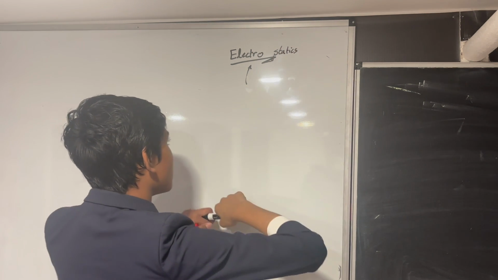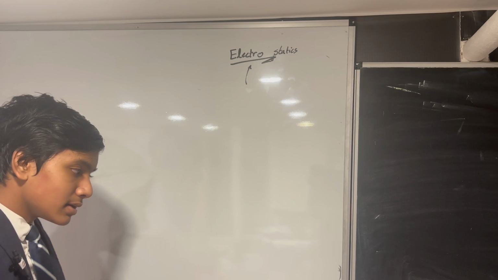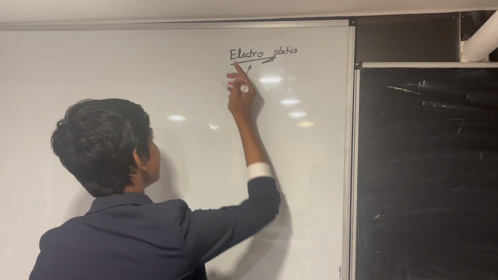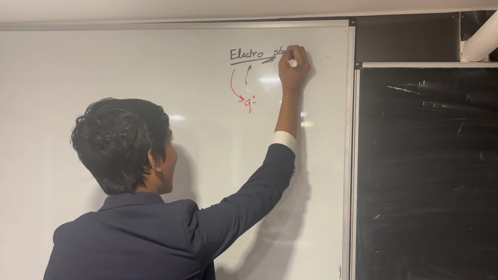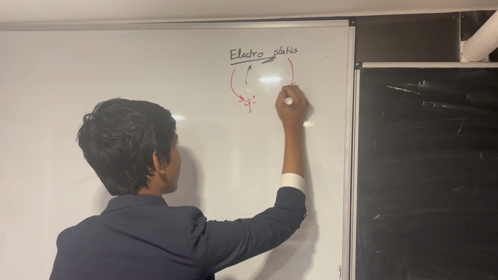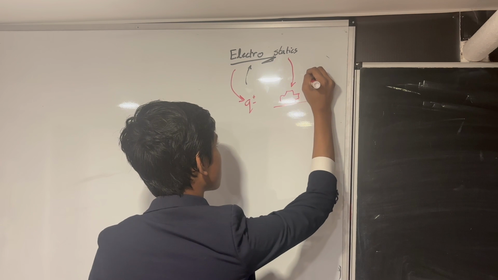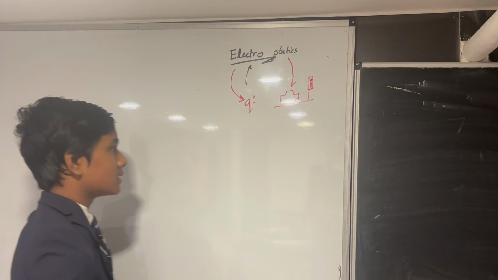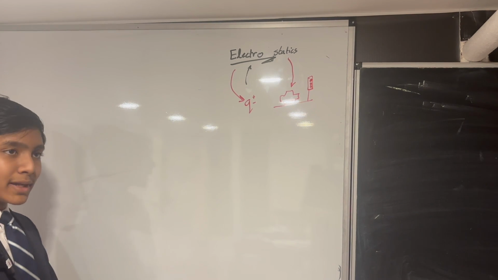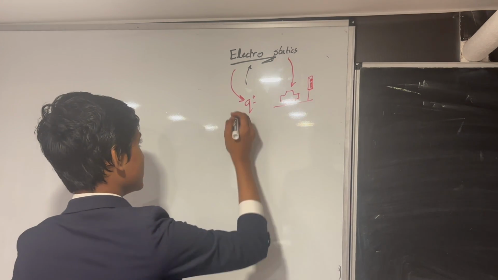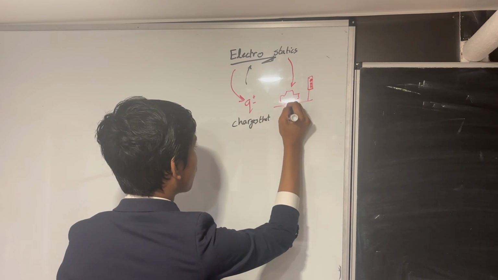Now, can you predict what electrostatics is going to be about? Well, you probably can. Electro implies the existence of electric charges, and statics implies something that is at rest, not moving. So, electrostatics, when put together, means studying charges that don't move.